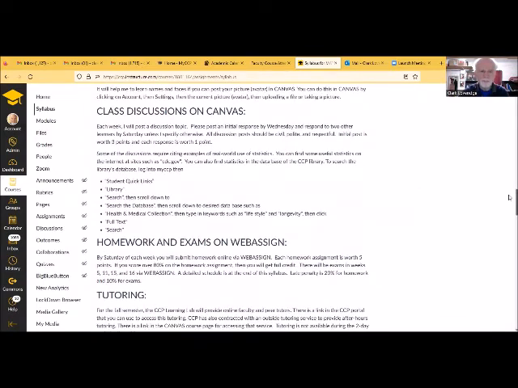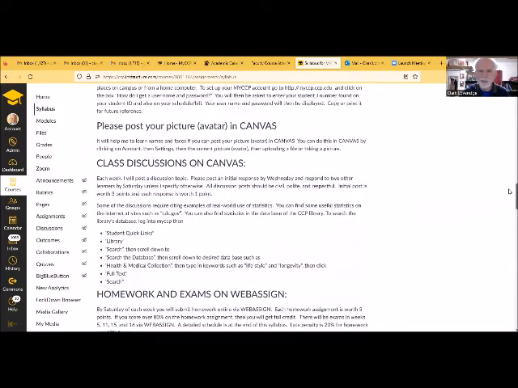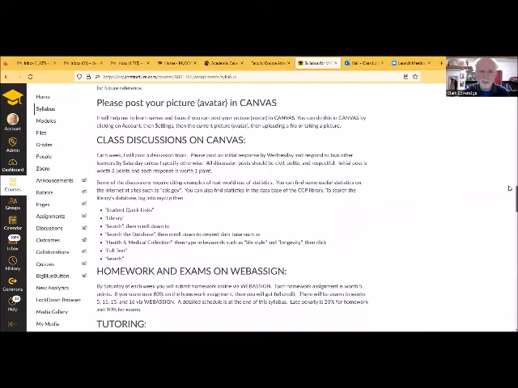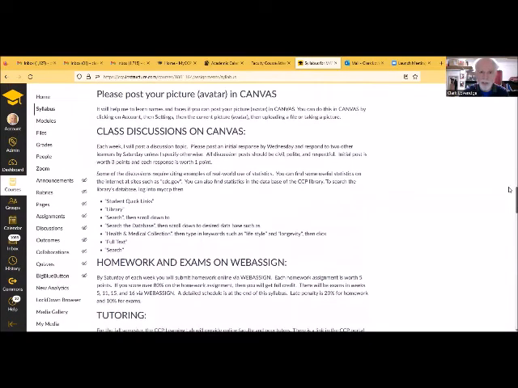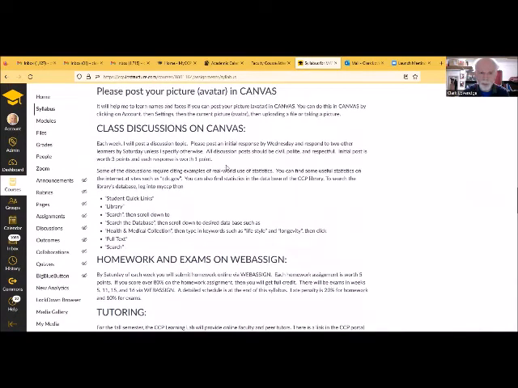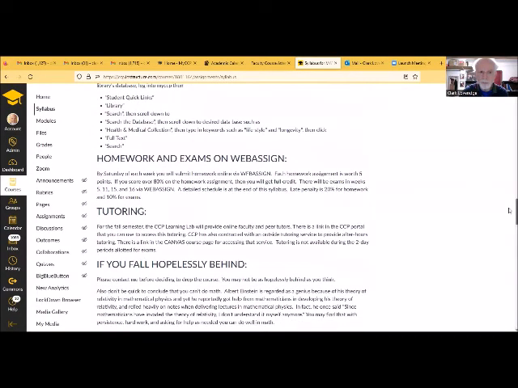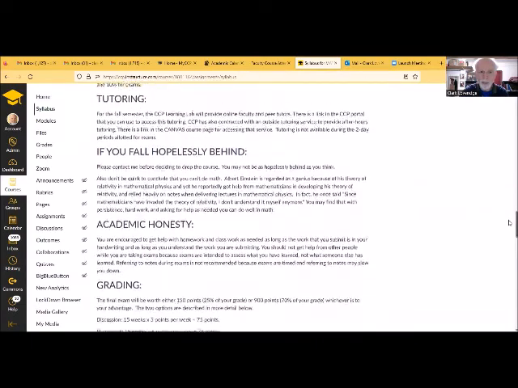And there'll be weekly discussions in Canvas. Some of them require giving an example of real-world statistics, and you can find those on the internet. One website is cdc.gov. You can also find them in several databases in our library, the CCP library, and I have some instructions here for accessing those databases. Homework and exams are on WebAssign.